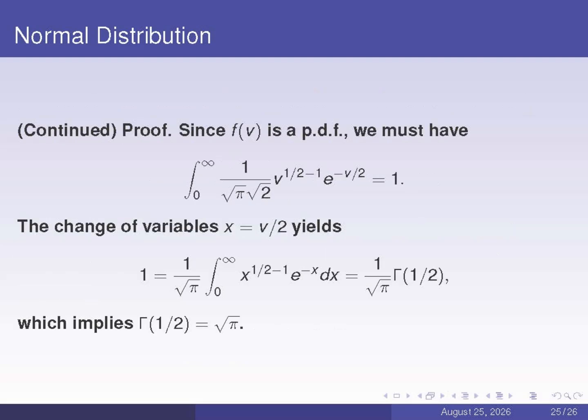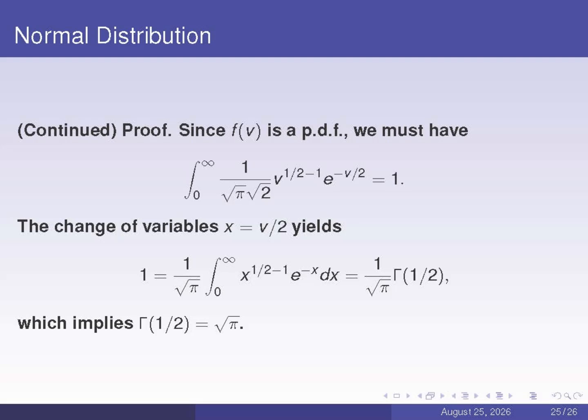Since f is a probability density function, its integral equals 1, as shown in line 2. Using a change of variables, we transform the variable v into the variable x by setting x equal to v over 2, thus obtaining the integral in the second to last line. The final equality uses the form of the gamma function, thereby yielding gamma of 1 over 2 equals the square root of pi.